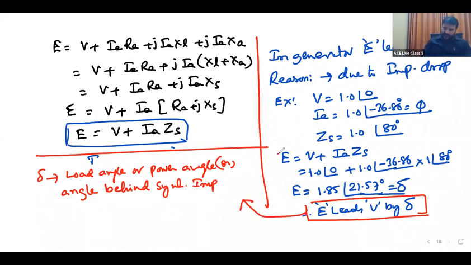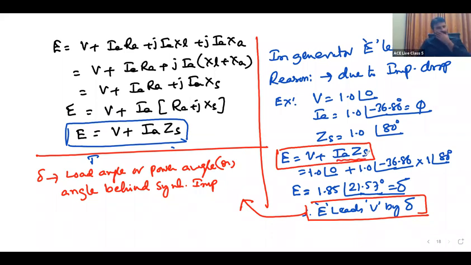Why? Because you see E and V are there. V is at an angle 0. But why is there a phase difference for E? That is because of the IA ZS drop. The difference in the angle of E is mainly due to this drop.